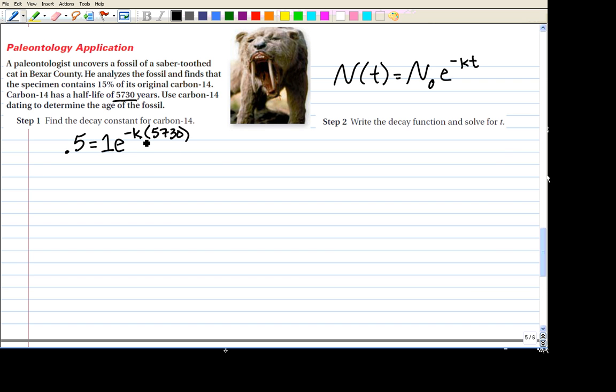So our function is saying here, at 5,730 years, depending on what our k is, we'll get from 100% of what we used to have to 50. Okay, so we'll have 0.5. Let's just rearrange this a little bit so that it's a little simpler. Okay, so 0.5 equals e to the negative 5730 times k. Don't forget that. Okay, I'm going to go ahead and take the ln of both sides, the natural log of both sides.